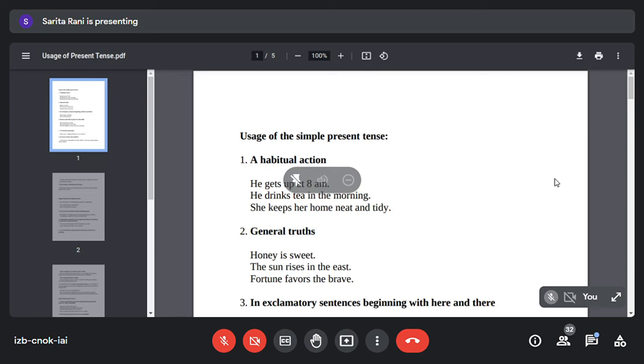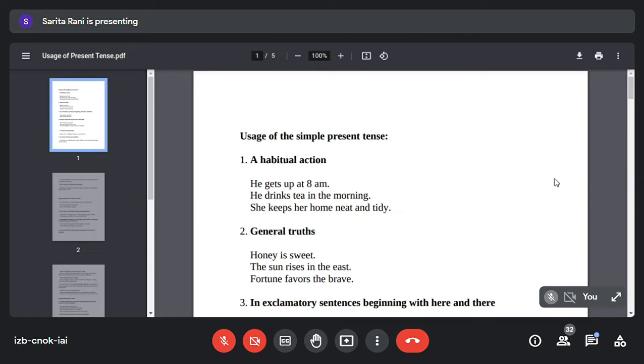Tense means time. And what time are we talking about? We are talking about the time of an action. Tense is related to verbs. So verbs are related to what? Actions. In the same manner, the time of the action comes under the tense.